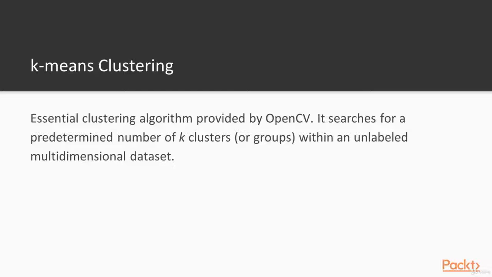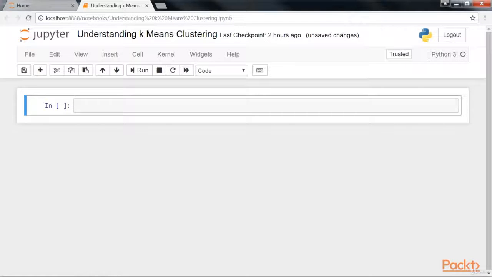Next, we move on to k-means clustering. The most essential clustering algorithm that OpenCV provides is k-means clustering, which searches for a predetermined number of k clusters, or groups, within an unlabeled multidimensional dataset. It's easier to understand the algorithm by looking at a concrete example. Now we'll implement our first k-means example.